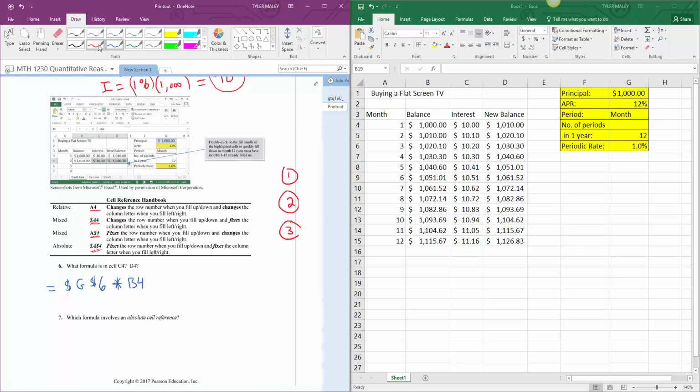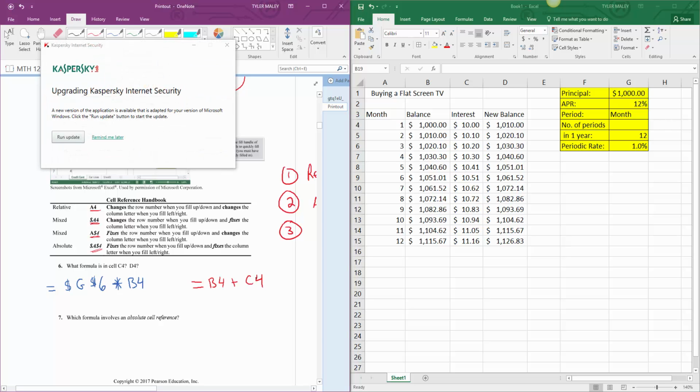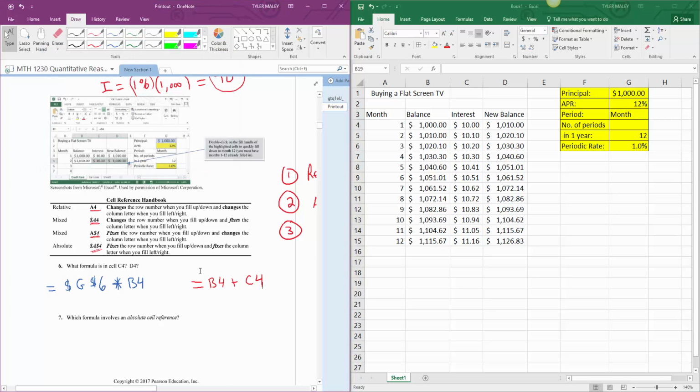So let me grab a different color for D4. In D4, the formula that we had was equals B4 plus C4. We wanted to add the balance with the interest. Oh, let me X out of that. Sorry about that. So those were the formulas that we had in those cells.